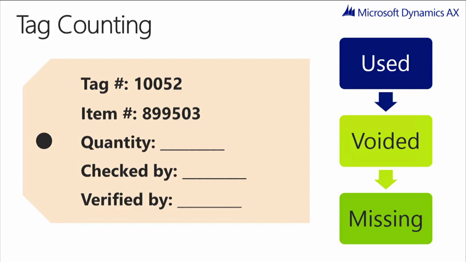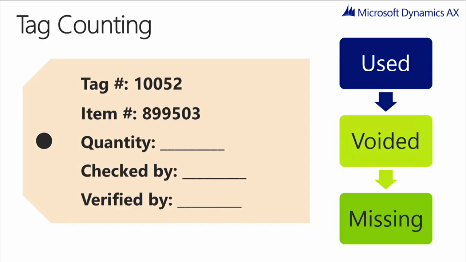Therefore, a tag can have one of three statuses. Used, which means that the item number has been counted for this tag. Voided, which means the item number is voided for this tag. And missing, which means that the item number is missing or the tag cannot be found. This helps to ensure that the company is always current with their tags and can account for them.